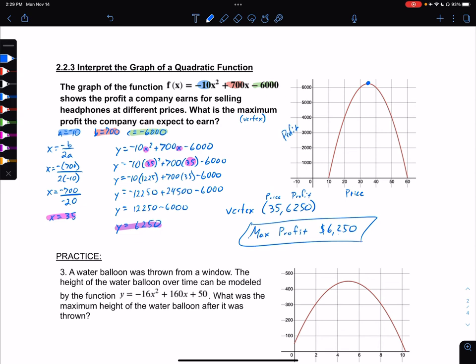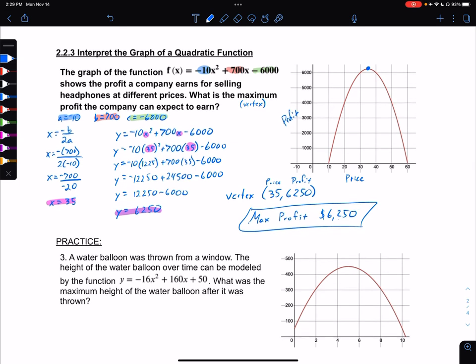Now, they could make money anywhere between $10 and $60, but they're not going to maximize their profit. So if they do want to make the most money possible, in this scenario, they should sell their headphones for $35 and they will make a max profit of $6,250. This is done the same way that you did example 1, which was 2 examples ago. The difference is that we do need to look at the vertex and put it into the context of the problem. So we don't just stop when we find the vertex. We do need to make sure we answer the question.